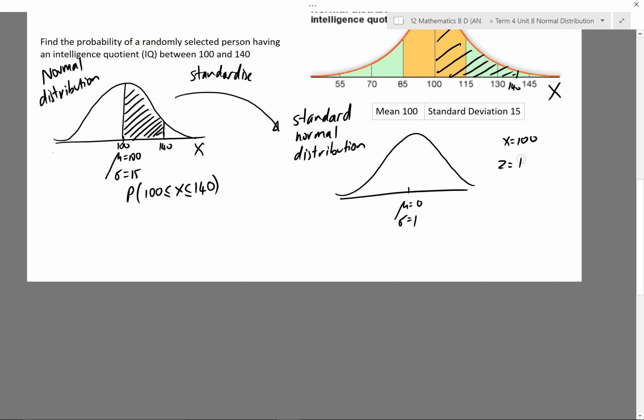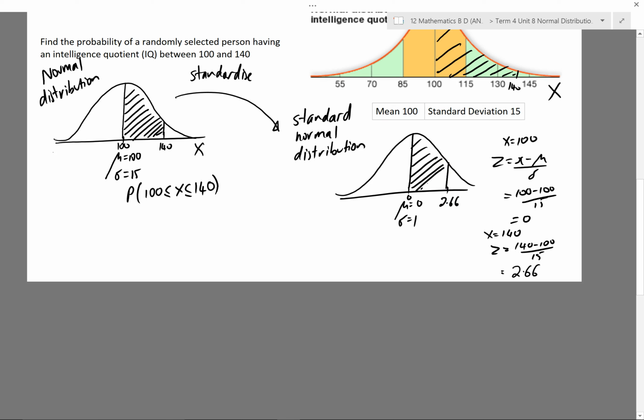Okay, so I'll write my z formula. So x minus mean divided by standard deviation. I get a z value of 0, so it's from 0, and then do the same thing for 140. And I get 2.66. So these two areas in the normal distribution and standard normal distribution will be equivalent.